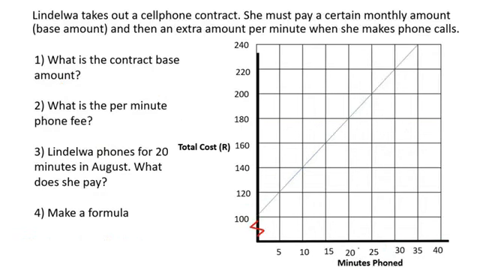Okay? Lindelwa takes out a cell phone contract. She must pay a certain amount per month, like a base amount. Okay, I'll explain that now. And then an extra amount per minute when she makes phone calls.